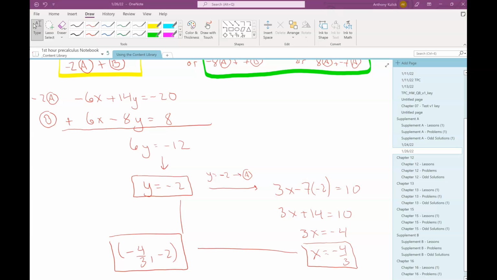What do you guys think so far? Is this okay? It's not bad. It's easier than the last chapter. Yeah, for sure. For sure.